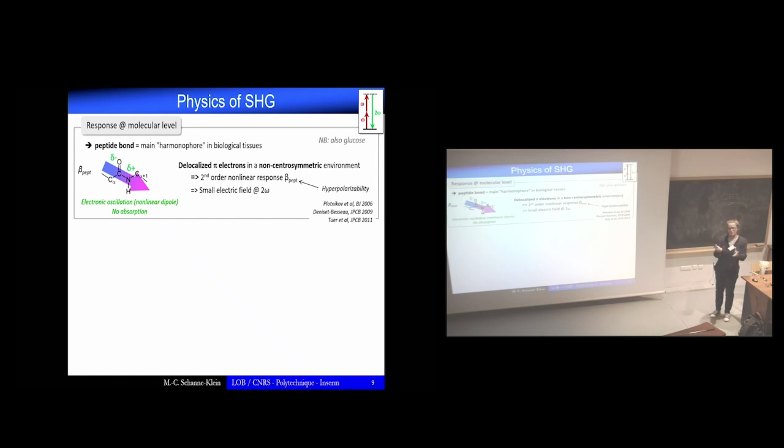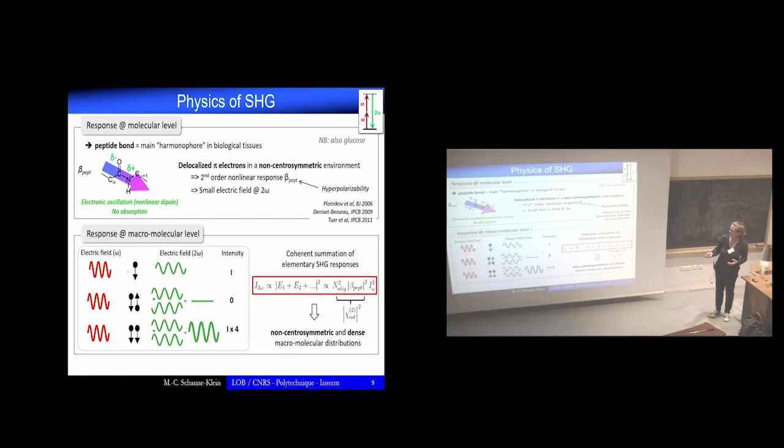So within the focal volume, now we have many peptide bonds because these peptide bonds are very small. So if we have two peptide bonds that have opposite directions, the two electric fields that are radiated by the nonlinear dipoles have opposite phases, so that it results in destructive interferences. If they have parallel orientation, parallel polarity, we sum the two electric fields, so we have a doubled electric field, and the intensity is multiplied by 4.